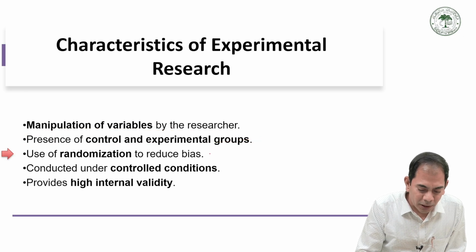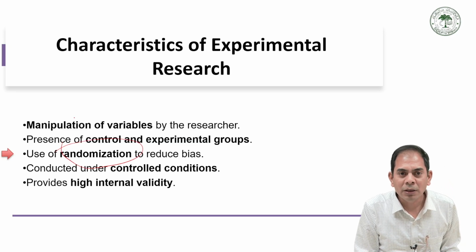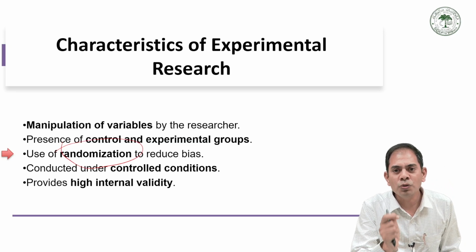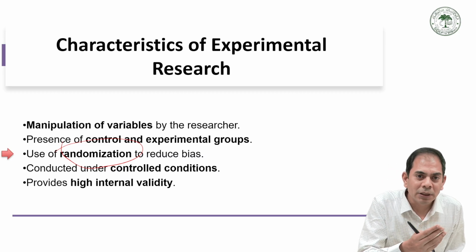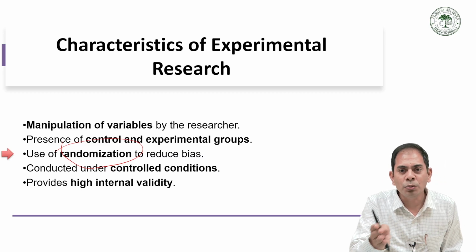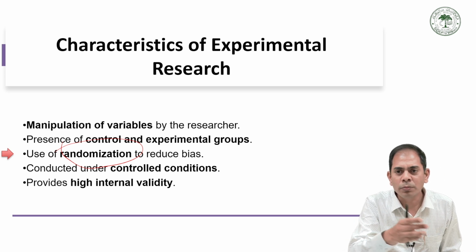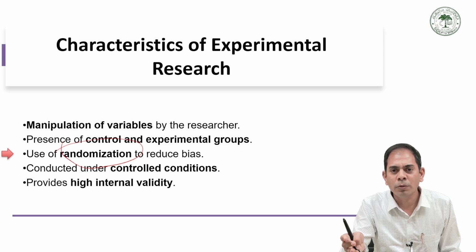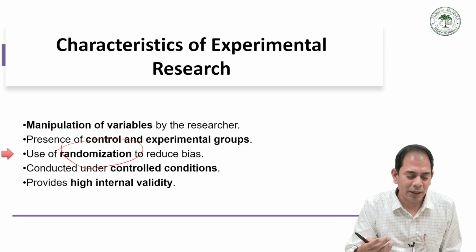Next is randomization. Experimental research always involves the use of randomization to reduce bias, because the participants are randomly assigned to groups, the experimental group or the control group, so that each individual has an equal chance to be selected.